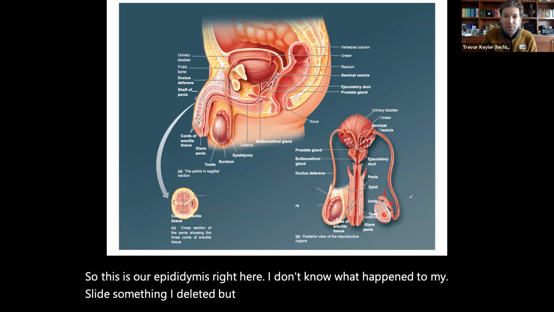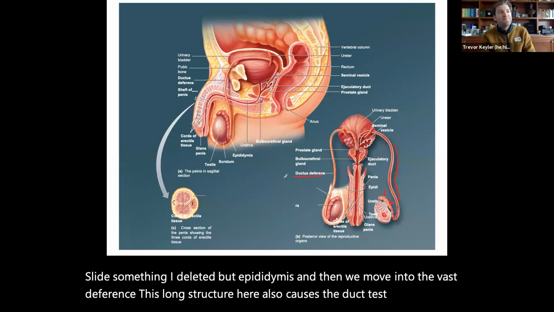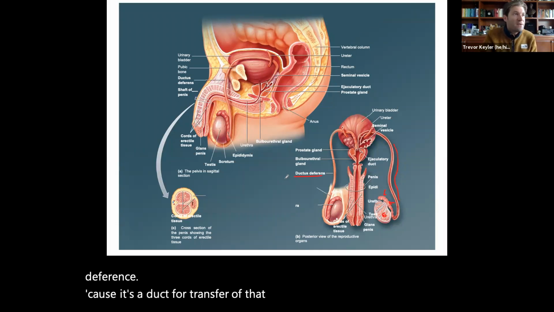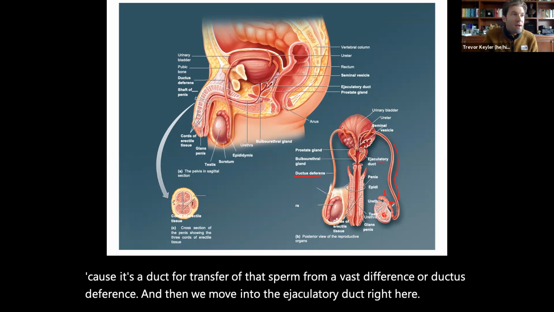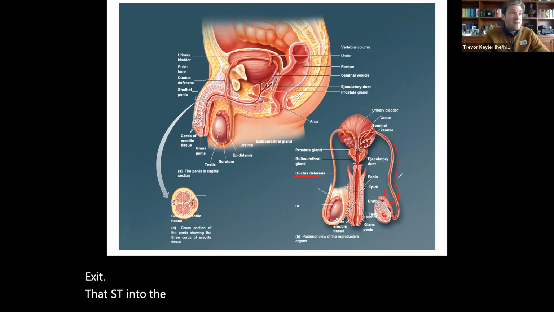And then we move into the vas deferens, this long structure here. It's also called the ductus deferens, because it's a duct for transfer of that sperm. And then we move into the ejaculatory duct right here. So sperm exit the testes into the epididymis, into the vas deferens, and then into the ejaculatory duct.